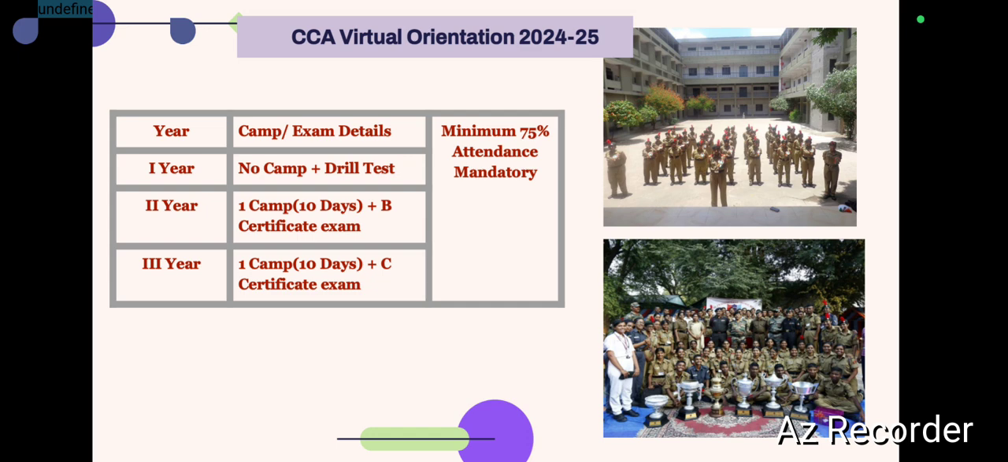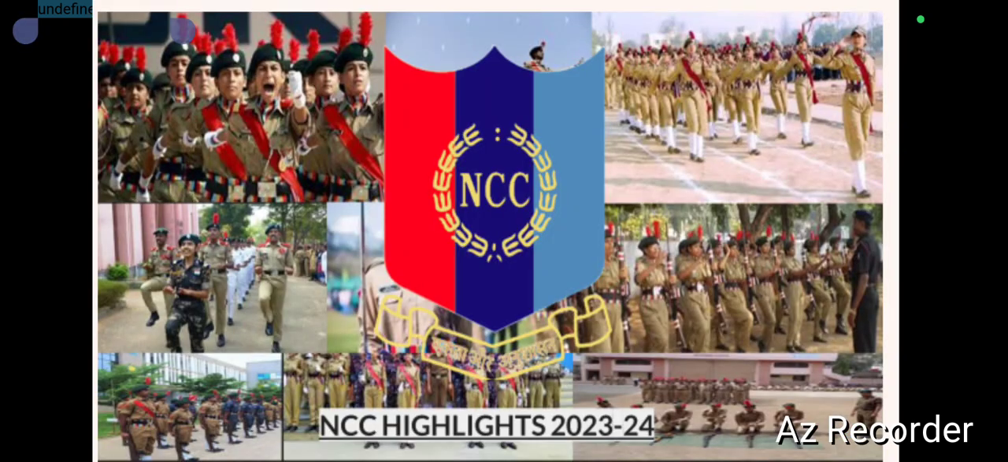And 75% of attendance is mandatory for the course completion and for the awarding of both B and C certificates. So this course is going to run for 3 years, and on completion of the course, not only are you awarded with the B and C certificate, but you will also be gaining 4 credits which will reflect in your memo. These are a few glimpses of the NCC activities held during the last academic year.